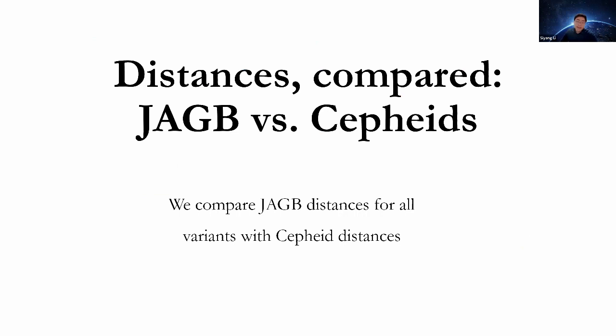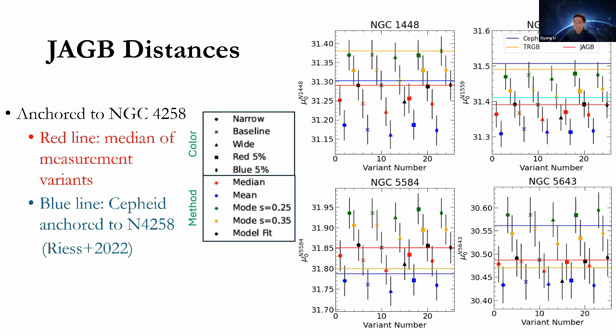So the next thing we looked at was our distances. So we measured distances to our 4 host galaxies using the JGB. And we're going to compare them to the Cepheid distances to the same galaxies as well as comparing them to TRGB and Mira distances. And so here are what the plots look like. On the y-axis for the plots on the right, showing the distance moduli, I plot that against the variant number. So again, we have 25 different variants.